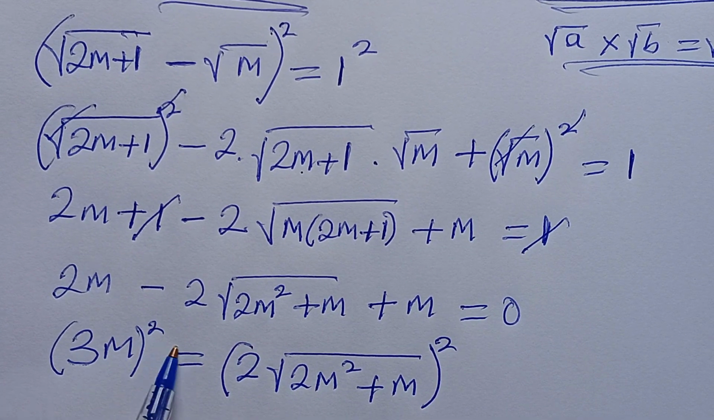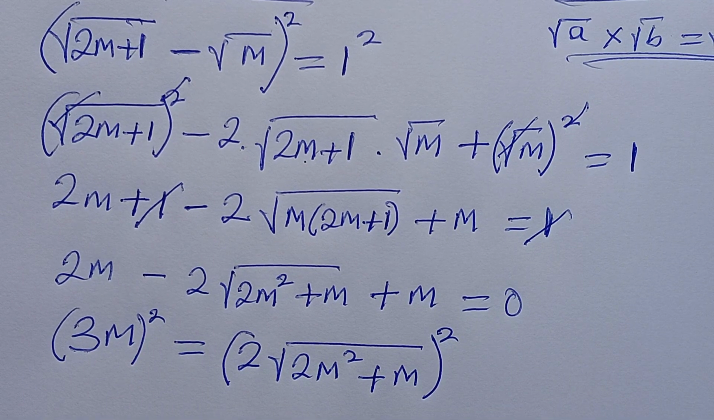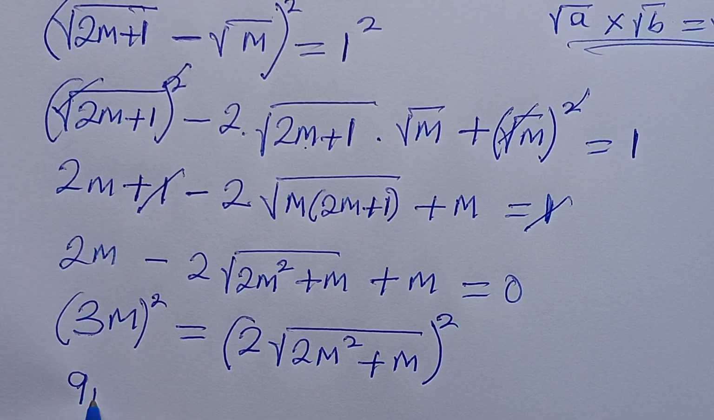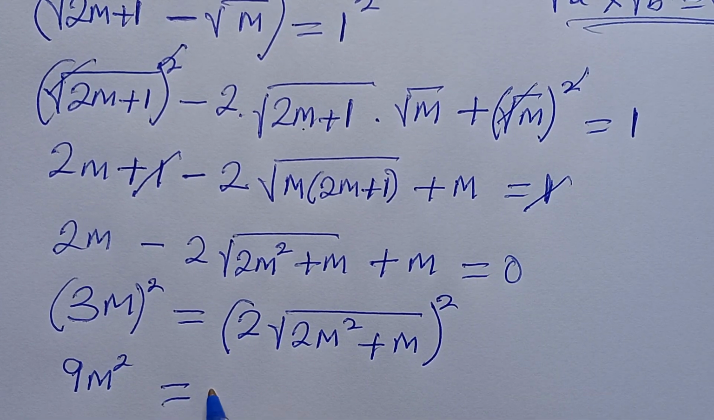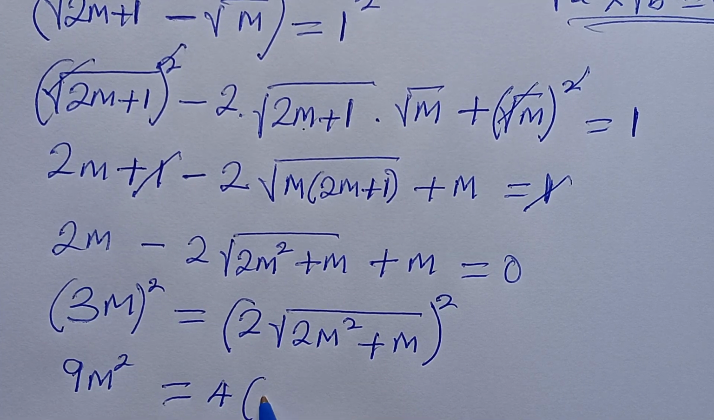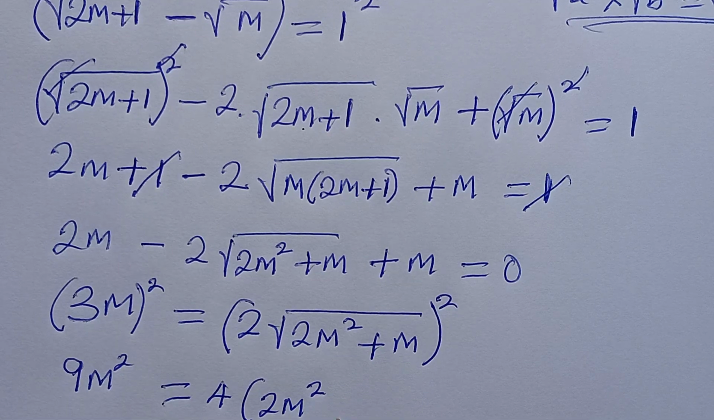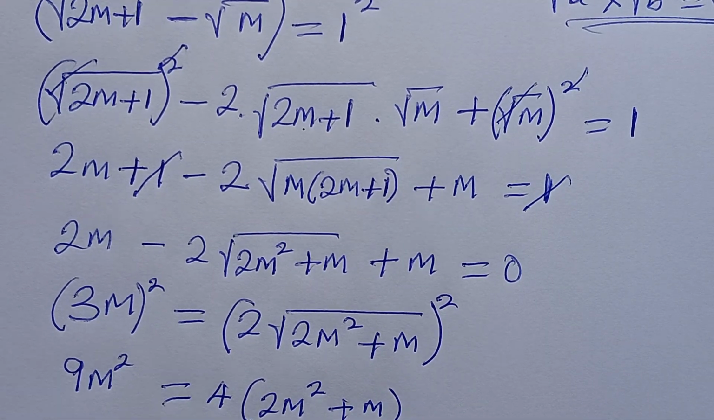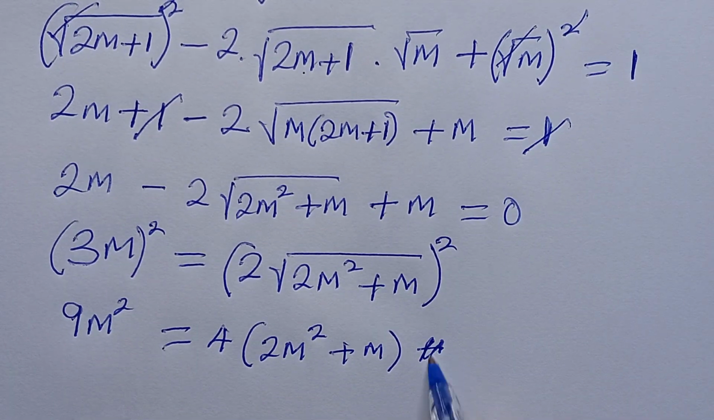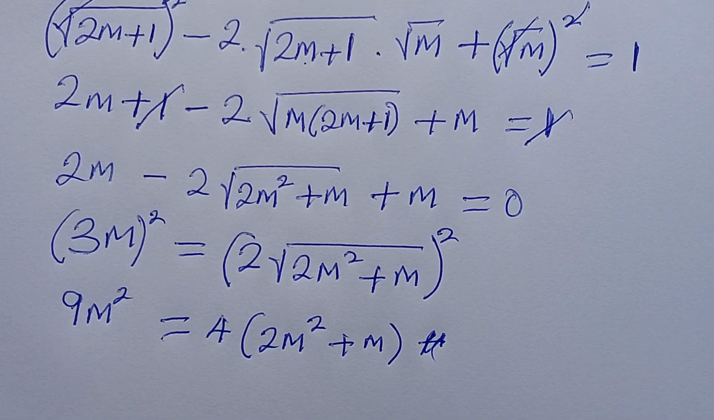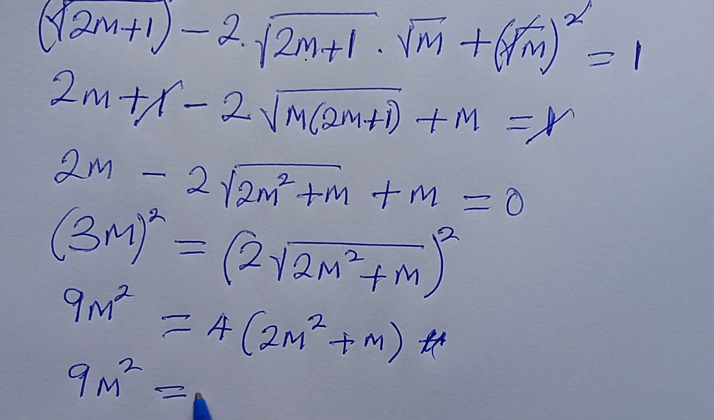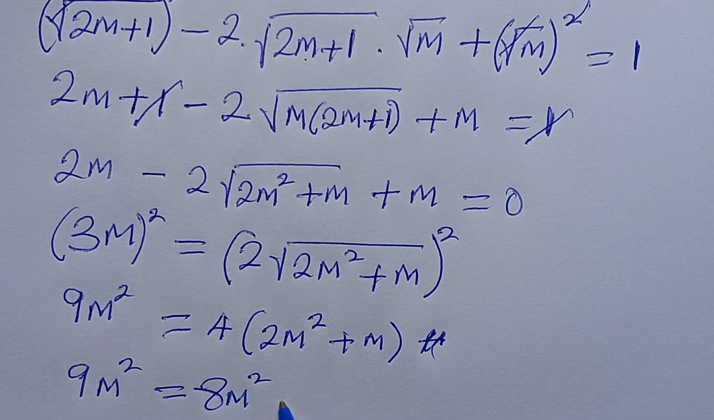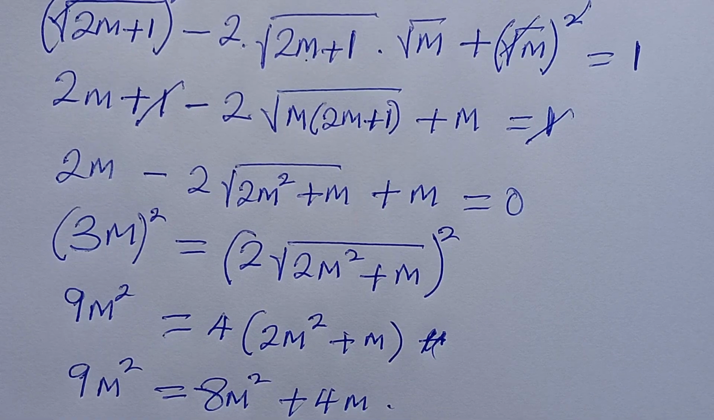Okay, so if we distribute this power among the quantities we have inside here, this is going to give us our 9 times m to the power of 2, then equal to, and this we do the same thing here, this is going to give us 4, then into, here we're going to have our 2m to the 2 plus our m, close bracket here. Okay, all right. Now, if we use this to open up this, we're going to end up having 9m to the 2 equal to our 8m to the 2, then plus our 4m here.